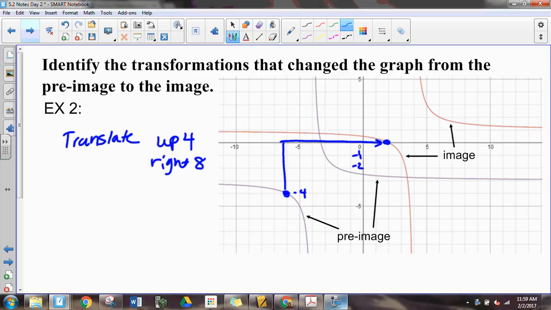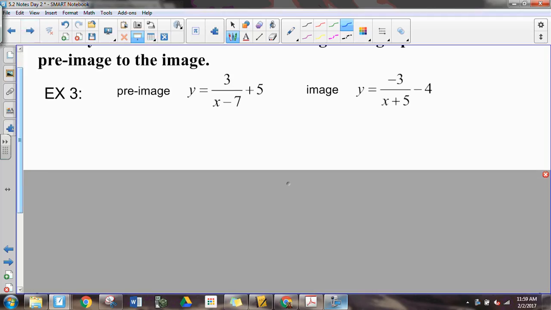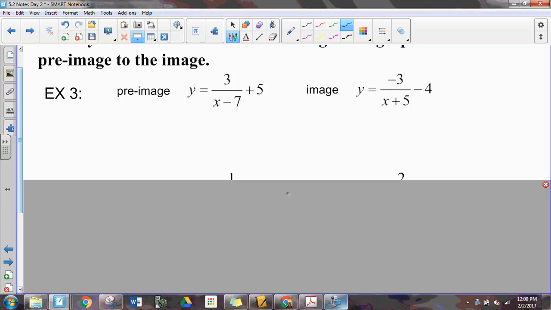Okay. Now we're going to do the transformations from the graph pre-image to the image, but just looking at the equation. So it helps if you draw yourself a little bit of a picture. And what's really important is just where did the asymptotes move. That's going to tell you your right or left, up or down. Okay. The other two things that we have talked about in the past is we have reflections and we have vertical stretch or shrink. So we tell that by looking at our A value.